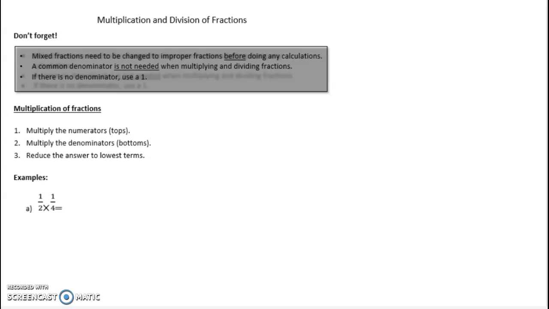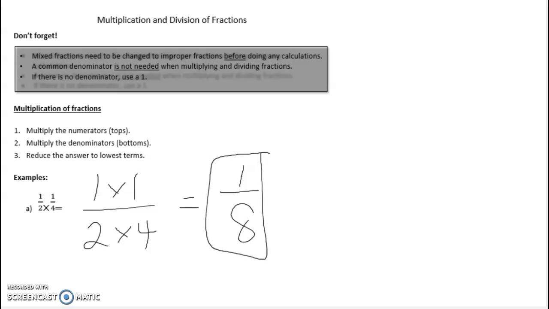So what this means is our numerator is 1 times 1, and our denominator is 2 times 4. Okay, and then equals, we know that 1 times 1 is 1, and keep the line, which means divided by, and then 2 times 4 is 8. Okay, and that is in lowest terms, so that's the final answer.